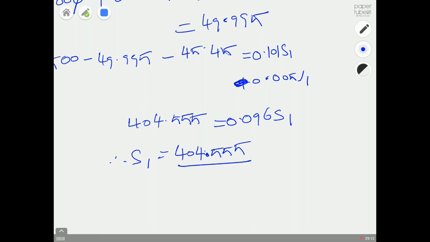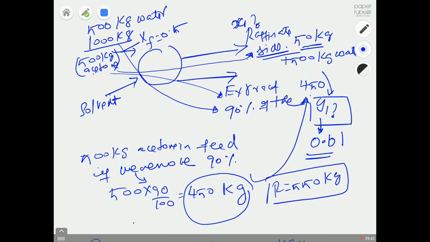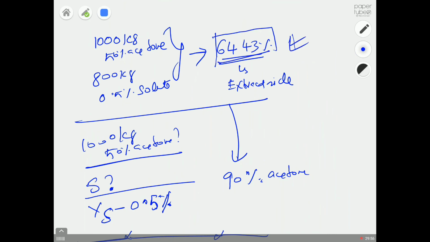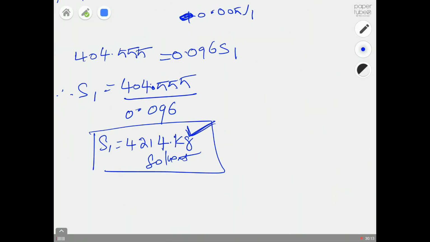So therefore S1 is equal to 404.55 divided by 0.096. So that will be equal to 4214 kilograms of solvent. One thing you can understand from this, if you go back to the problem where we started: to achieve 64.43 percent acetone removal from your feed, we need only 800 kg of solvent. But to remove 90 percent, we needed a massive number, 4214, almost 4000 kilograms.